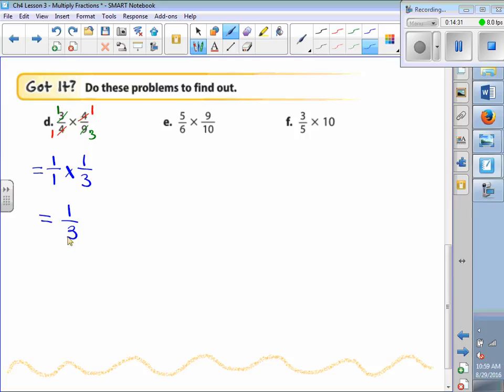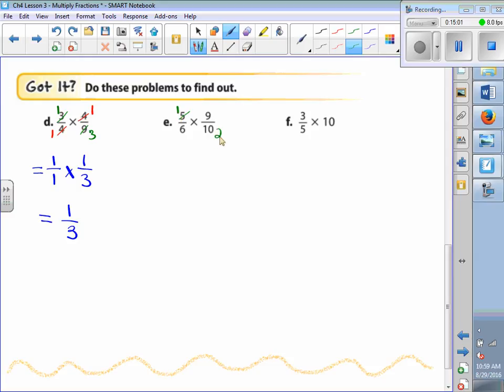All right, let's do another one. So in the next one, we have 5/6 times 9/10. Thomas, what am I going to simplify? We can simplify the 10 and 5. Very good. We are dividing by 5. So 5 divided by 5 is 1, and 10 divided by 5 is 2.